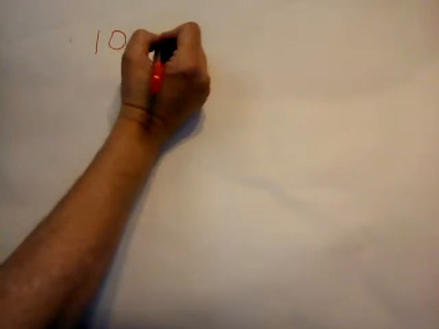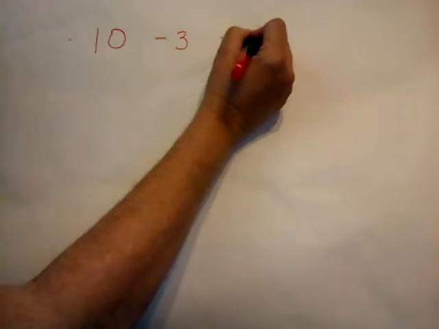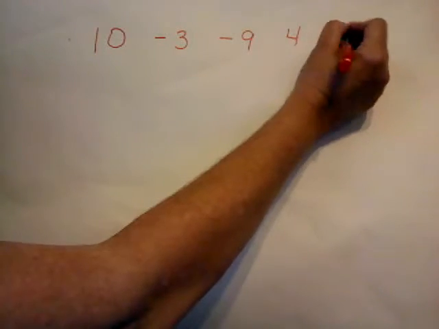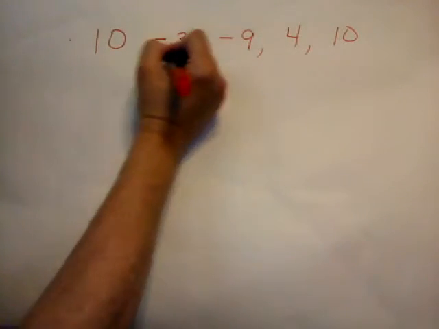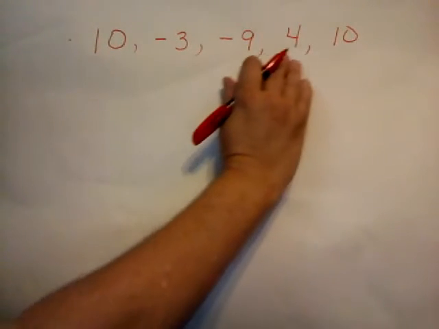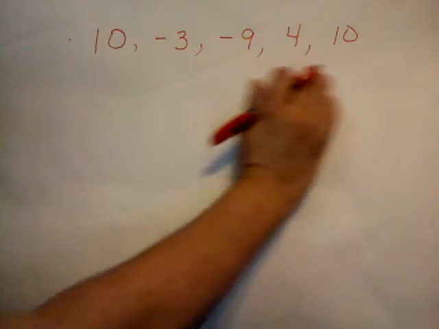Example number 1, they want us to order this set of integers: 10, -3, -9, 4, and 10. Now, I like to think of integers in terms of money. You could also think of them in terms of the weather.